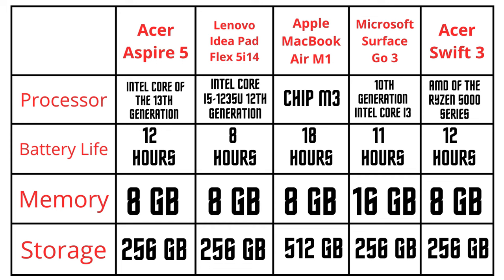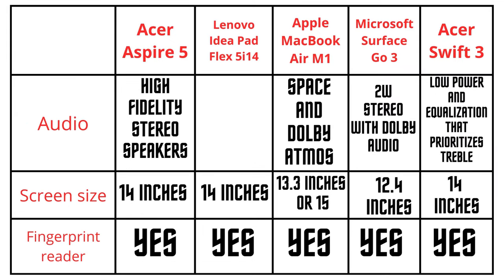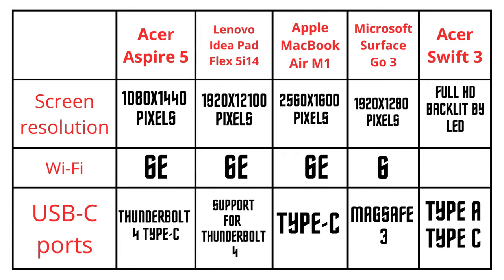Now let's look at the comparison sheet between these laptops. The first point evaluated is the processor, the second is the battery life, and in this regard, the Apple MacBook Air M1 is the winner. In terms of RAM, the Microsoft Surface Go 3 gets the advantage. The next points compared are the audio and internal storage, which is similar among the five models. When we compare the screen size, the Apple MacBook Air M1 is highlighted because it offers two screen size options and the largest comes to 15 inches. In terms of screen resolution, the Apple MacBook Air M1 also wins. Finally, all laptops have a fingerprint reader.